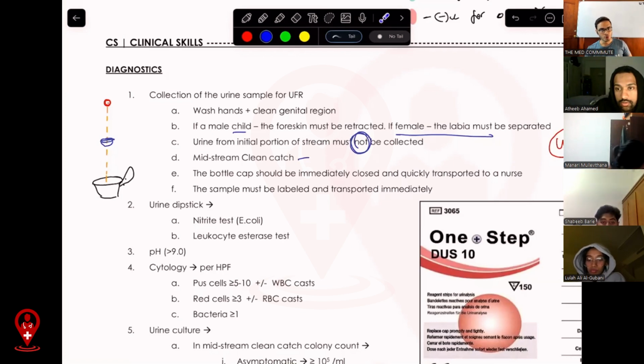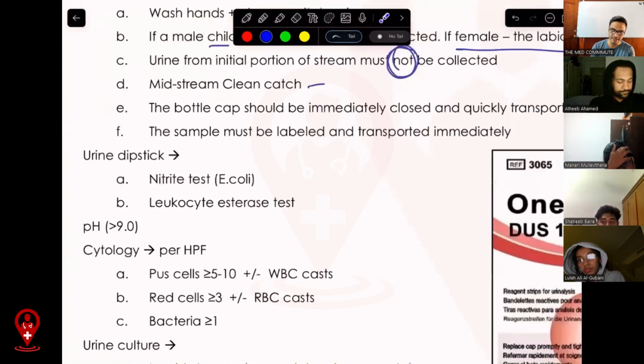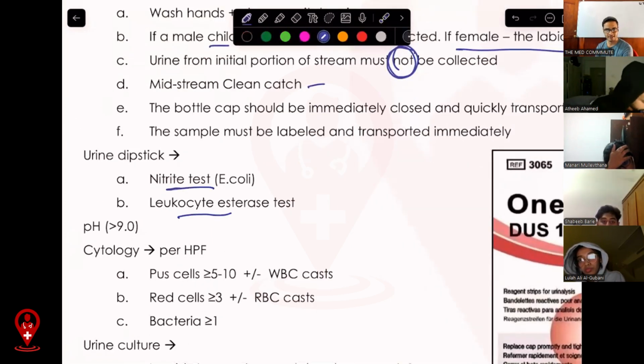Then, guys, we talk about the urine dipstick. Now we looked at that box. There are multiple things we see in the urine dipstick, but the two important ones are the nitrite test and the leukocyte esterase test.